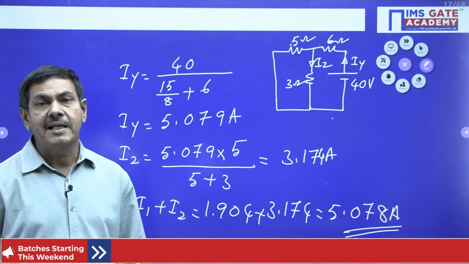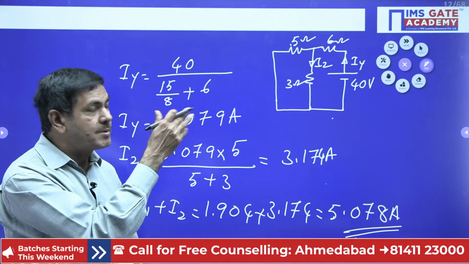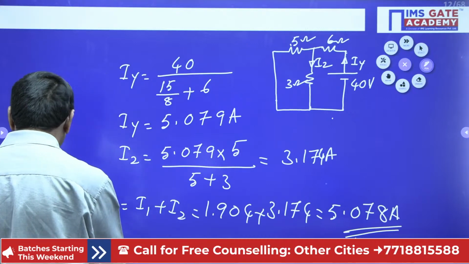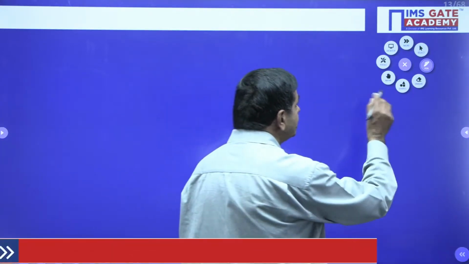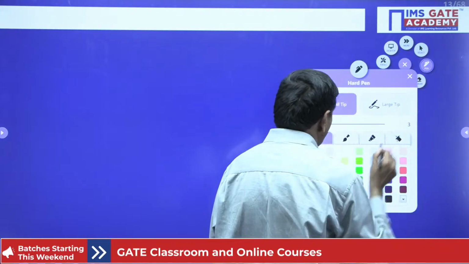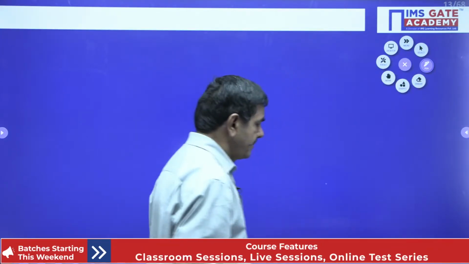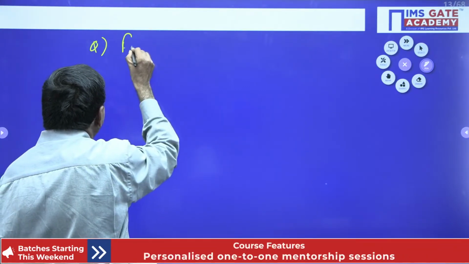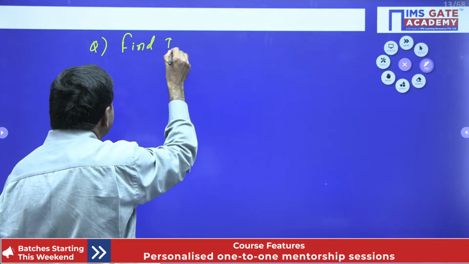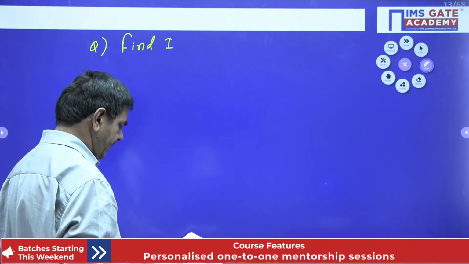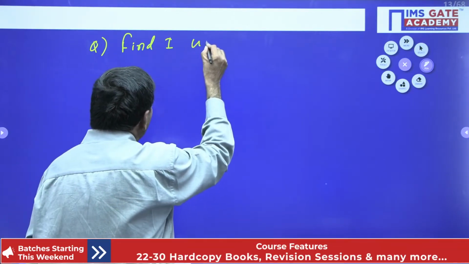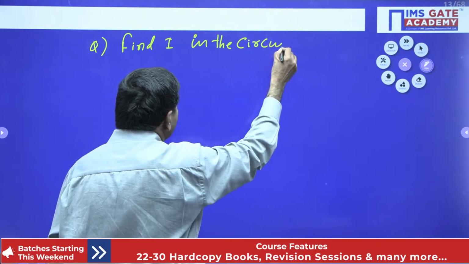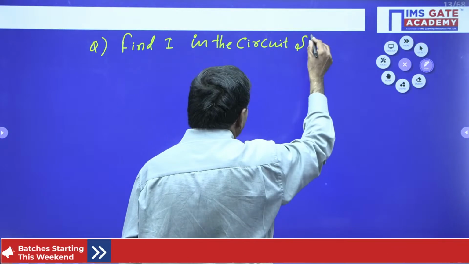But I will give you one more problem. Two branches or two loops I gave; now a third loop also I will include. You try to tackle this question. We can just extend the number of loops in the problem. It is asking to find I. Find I in the circuit shown below.